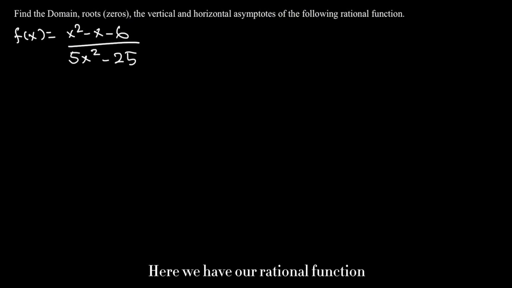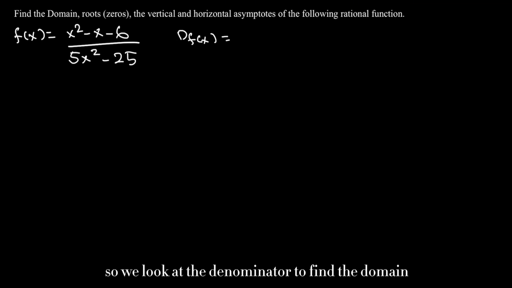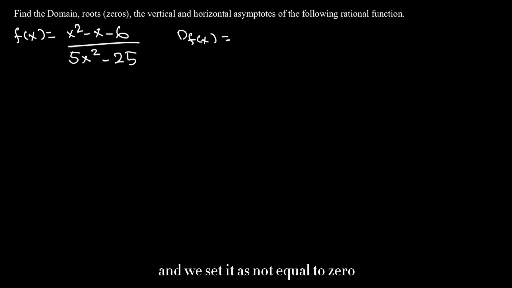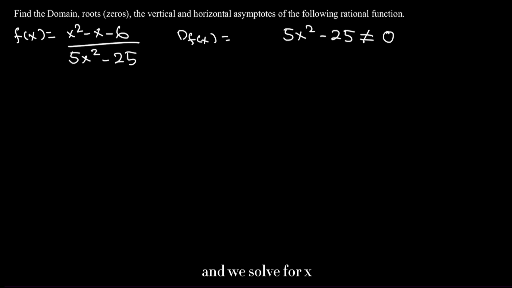Here we have our rational function, and we need to find the domain. Now, as mentioned, the domain of f of x, d stands for the denominator. So we look at the denominator to find the domain. The denominator is 5x squared take away 25, and we set it as not equal to 0. So 5x squared take away 25 not equal to 0. And we solve for x.